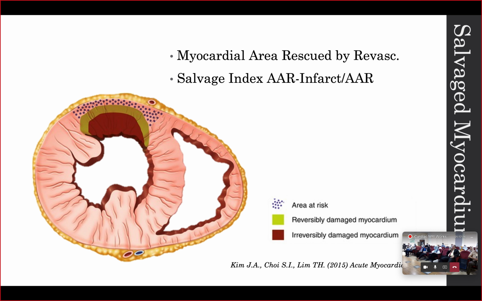Salvaged myocardium, or the area at risk, is the target to measure after a myocardial infarction, to see how much of this myocardium has been salvaged, and how successful the PCI was. And this is the area that needed to be saved before turning into necrosis.